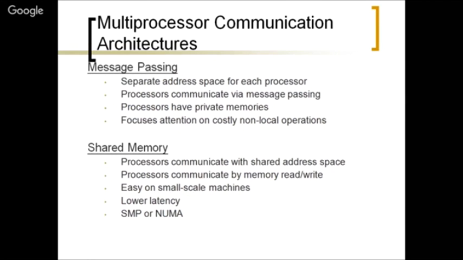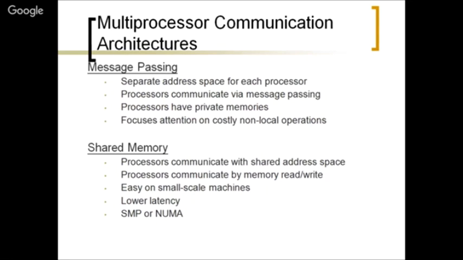Processors have their private memories. If in a single system a process does not need the resources of any other nearby processors, then they have their own memories and can execute their own processes. They need not pass any message to each other. It focuses attention on costly non-local operations.